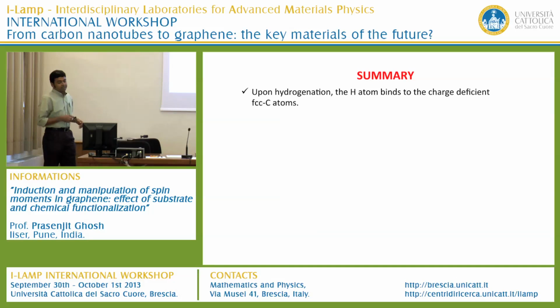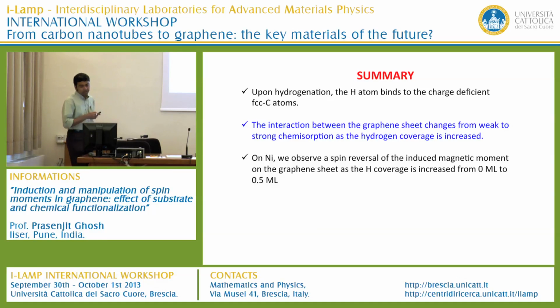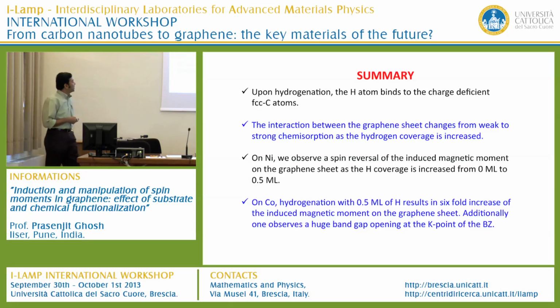So to summarize this part, what you have seen is that upon hydrogenation, the hydrogen atom binds to the charge deficient FCC carbon atoms. The interaction between the graphene sheet and the substrate changes from weak to strong chemisorption as one increases the hydrogen coverage. On nickel, we observe a spin reversal of the induced magnetic moment on the graphene sheet with increase in the hydrogen coverage. And in cobalt, there is a 6-fold increase in the induced magnetic moment on the graphene sheet. And additionally, there is a huge band gap opening at the K point of the Brillouin zone.